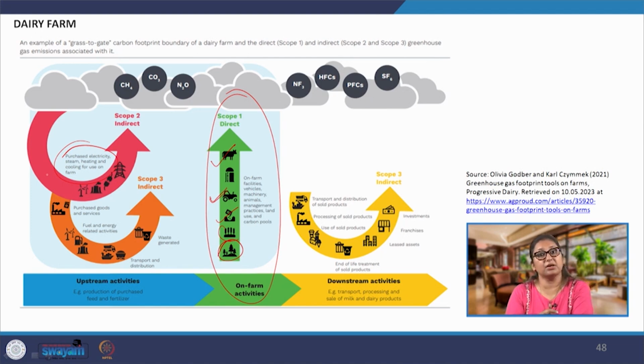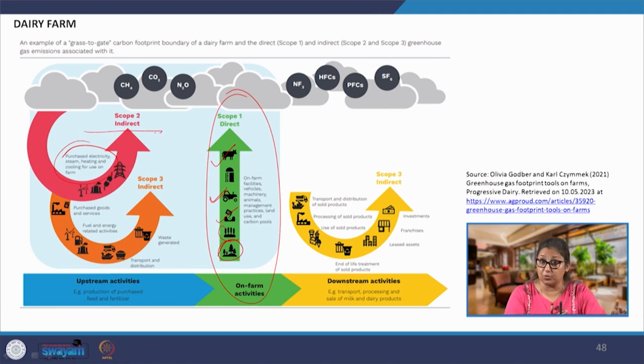So, there might be a cold storage. They might be either cooling the cold storage using electricity, or they might be purchasing the heating or cooling depending upon the climate where it is situated. There is a direct consumption of electricity on the farm. So, all that which is purchased from somewhere and used on the farm, not causing direct emissions, but causing emissions somewhere, is part of scope 2 upstream activities, simple to understand.